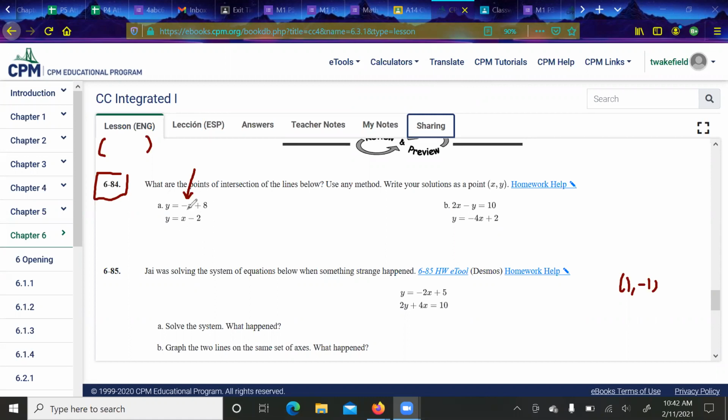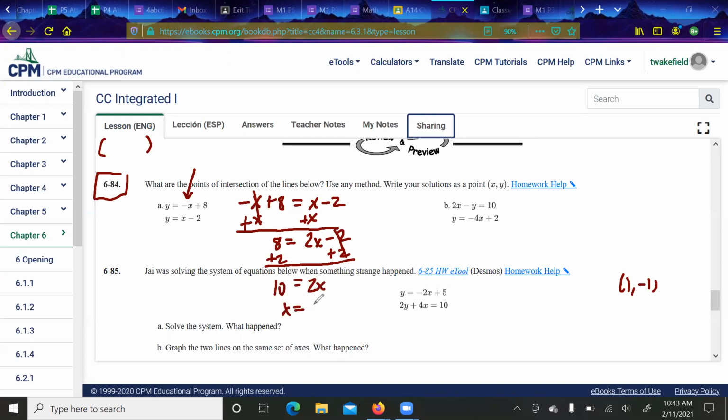So I'm just going to use equal values. You can use either way because they're both equal to y. So I'm going to put negative x plus 8 equals x minus 2. We can do that, right? Because they're both equal to y. And if you use elimination, you're going to get a similar answer right here. You're going to get 8 equals 2x minus 2. And then you add 2 to both sides. Okay. So we should get 2x equals 10. So that means x equals 5. Okay, so those of you who got x equals 5, good job.